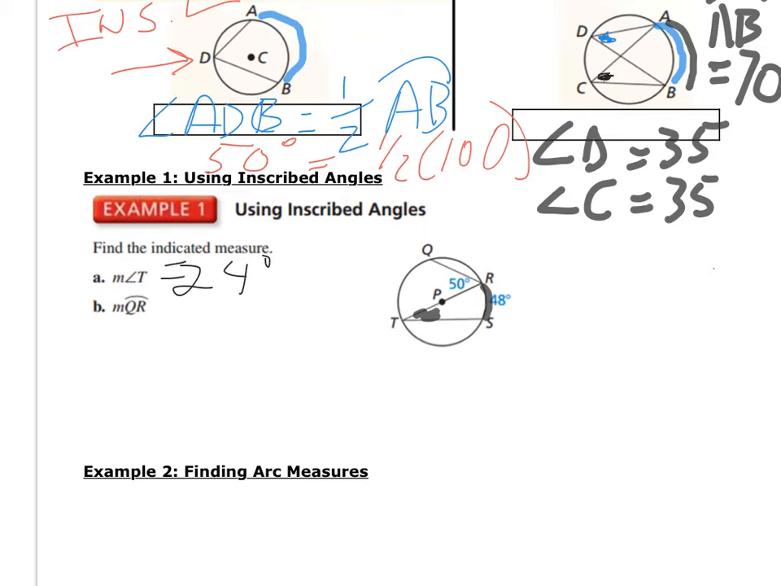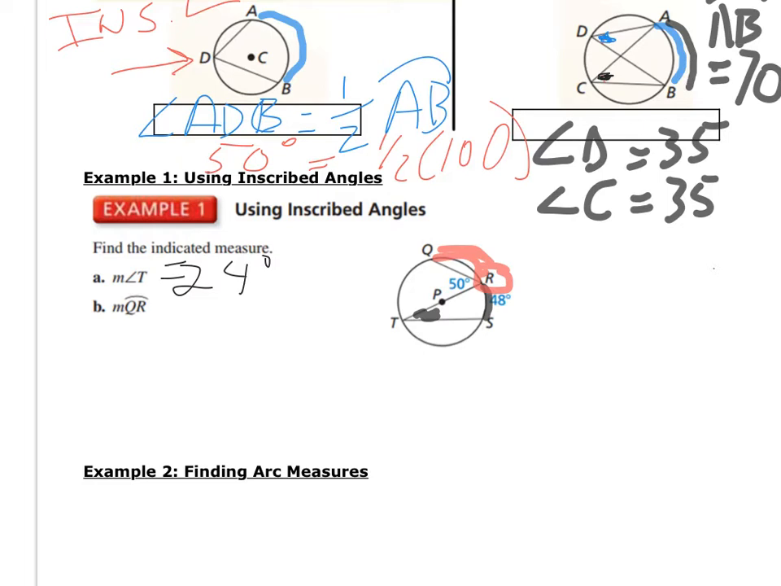So now we're going to do B. They want us to find the measure of arc QR. So what they're wanting us to find is the measure of this arc right here. Well, there's a couple ways you can do this. It doesn't matter how you slice it, but one thing you can do is look at R. Isn't R an inscribed angle?